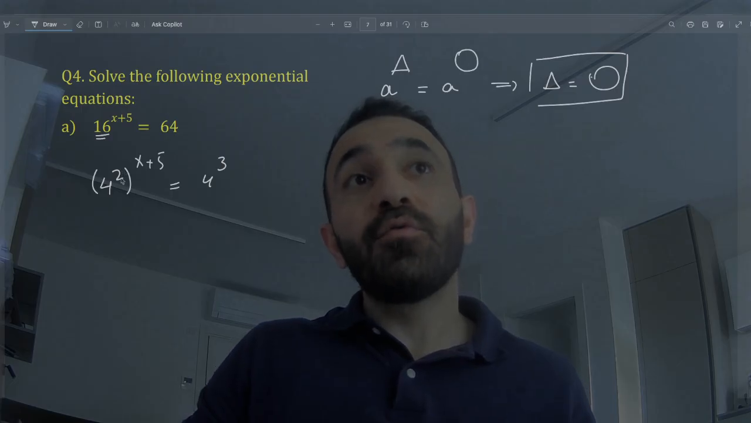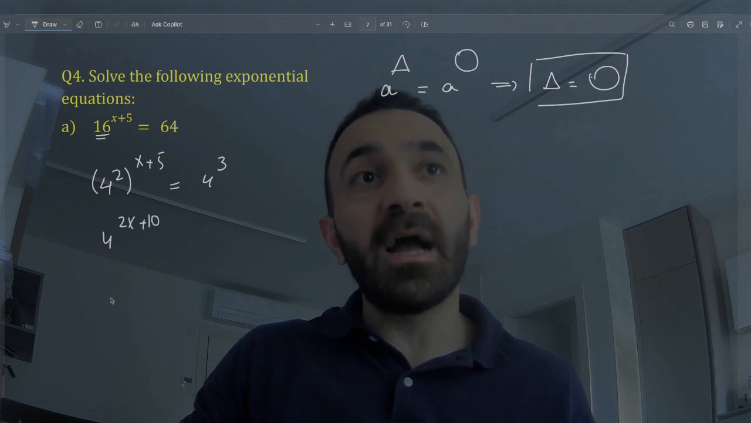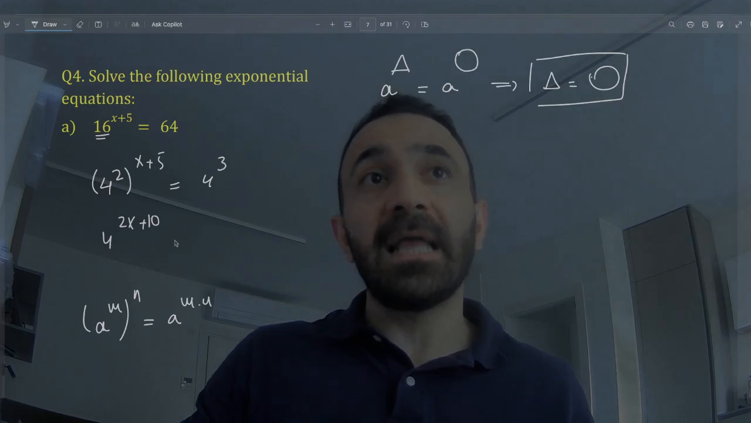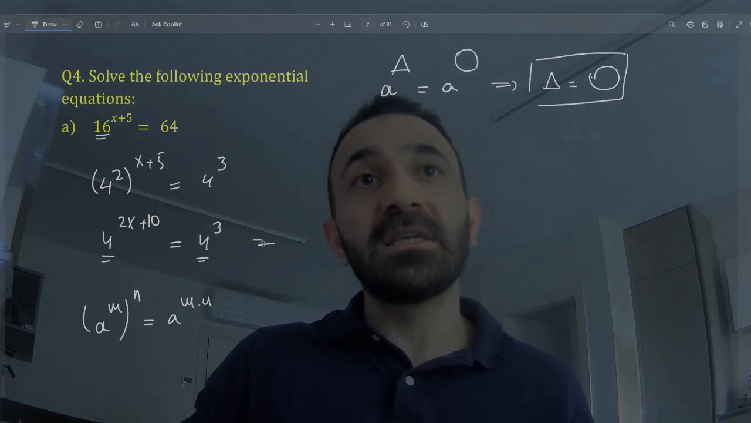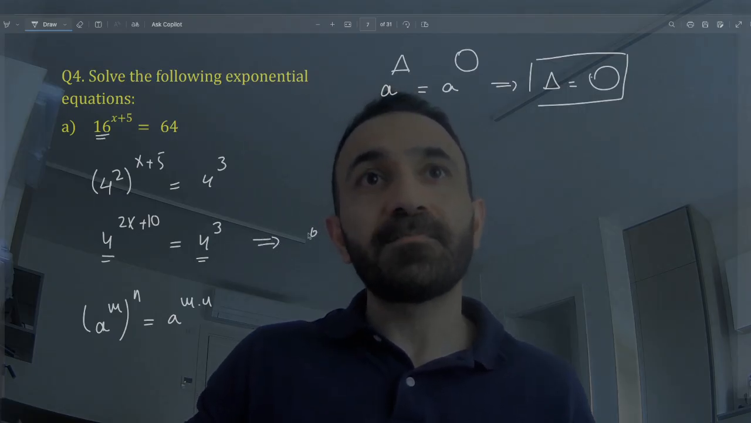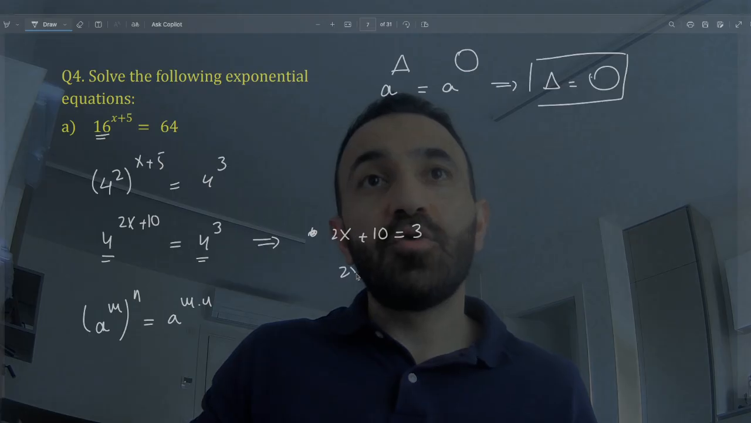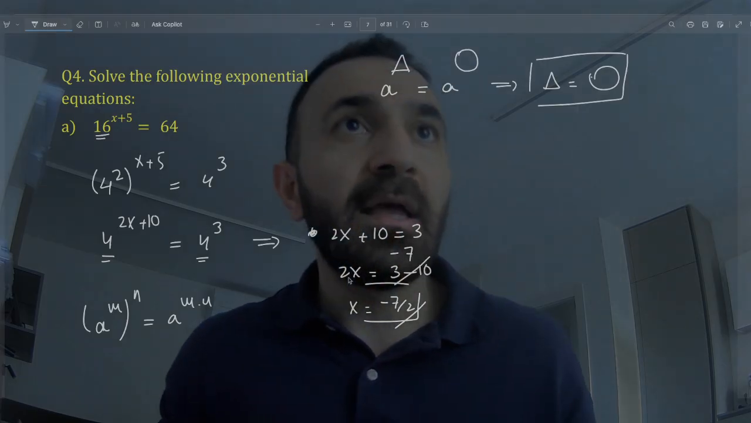Okay, so 4 to the power of 2 to the power of x plus 1 is 4 to the power of 2x plus 10. Why? I'm going to write the rule for you. a to the power of m to the power of n equals a to the power of m times n, equals 4 to the power of 3. Do you see the same base here? Yes. So you can say 2x plus 10 equals 3. 2x equals 3 minus 10, which is minus 7. And x equals minus 7 divided by 2. This is the final answer of this exponential equation.